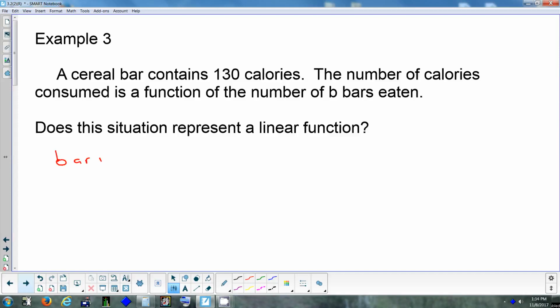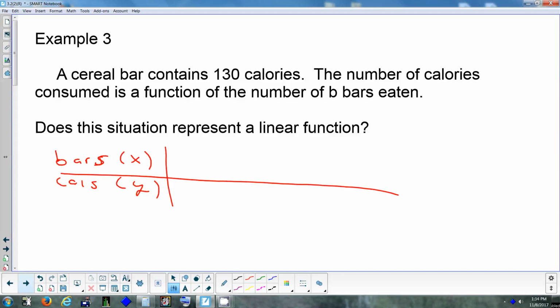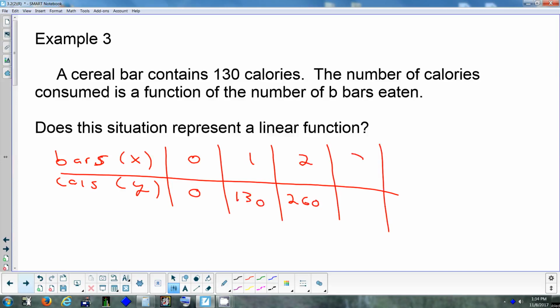So bars will be my X, and calories will be my Y. We don't have to do a lot, let's just do up to 3 bars. If you eat 0 bars, how many calories did you consume? 0. What if you have 1 bar? 130. 2 bars? 260. And 3 bars? 390.